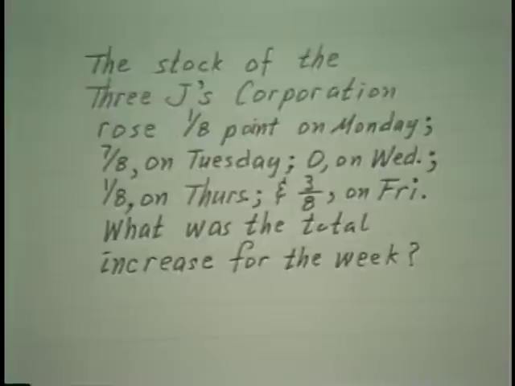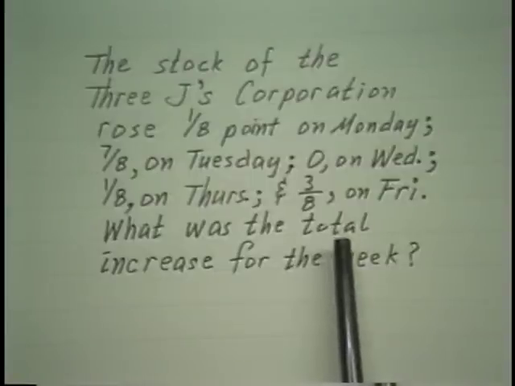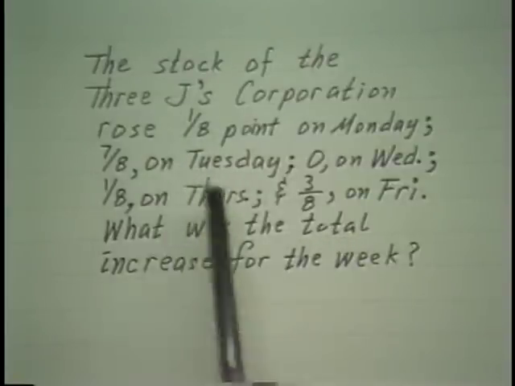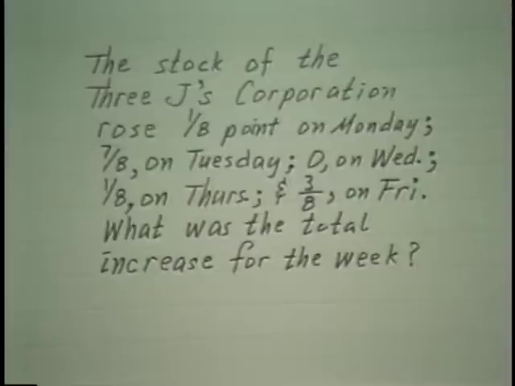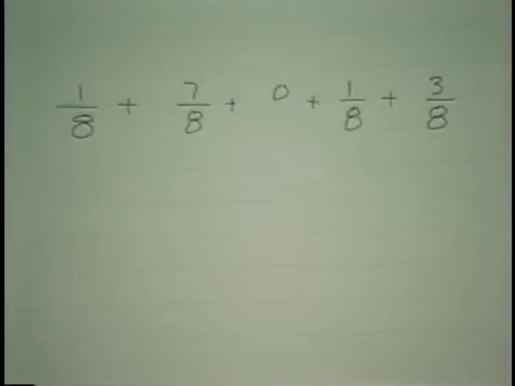An example. So you read this statement in the business magazine. The stock of the 3J's Corporation rose 1/8 of a point on Monday, 7/8 on Tuesday, 0 on Wednesday, 1/8 on Thursday, and 3/8 on Friday. What was the total increase for the week? The key word here is total, which means I want all of these fractional increases in stock value added. That is, what is this sum?